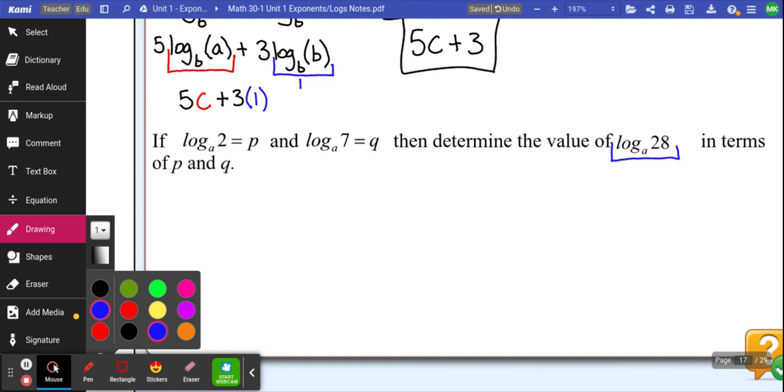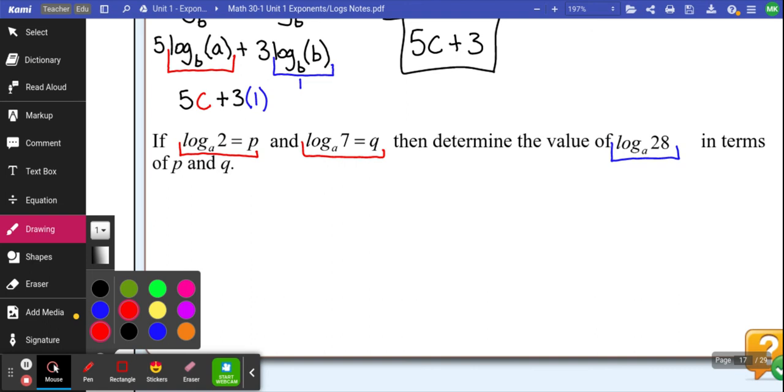The stuff at the beginning was like rules, right? Here's a rule. Here's a rule. If I'm wanting to change this into p's and q's, that means I need to change this into log a of 2 and log a of 7. Is that fair? That's the only way I'm going to turn it into p and q, is if I can somehow find these things in there. The way I could do that is with log laws.